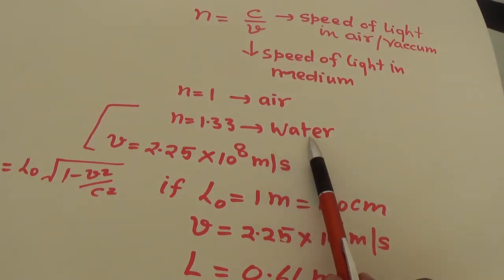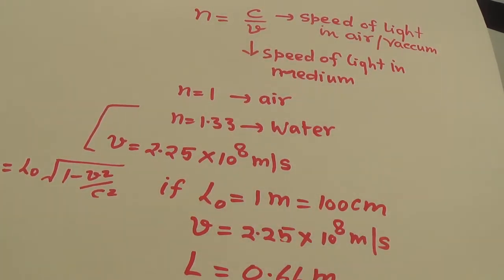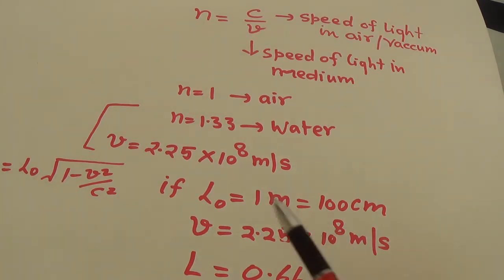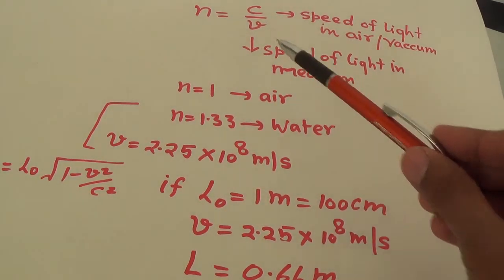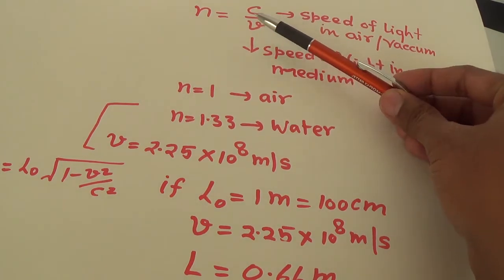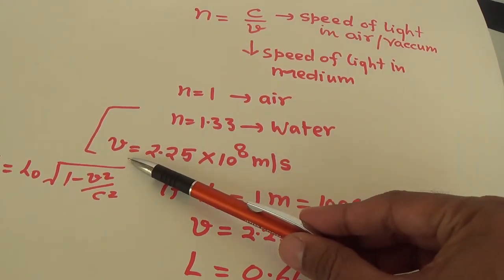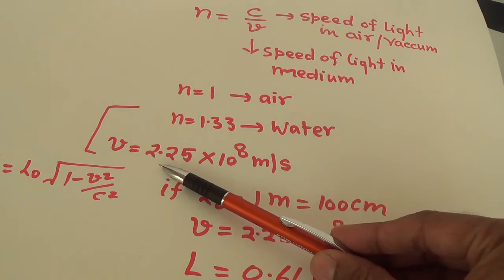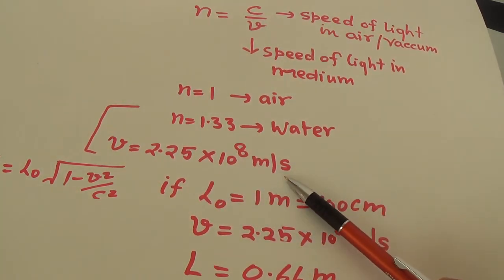But in the case of water, we know the refractive index is 1.33. So the speed of light in the water medium will be different. Using the same formula, n is equal to C upon V, where C is the speed of light, 3 into 10 raised to power 8 meters per second. With n equal to 1.33, one can find the speed of light in water is 2.25 into 10 raised to power 8 meters per second.